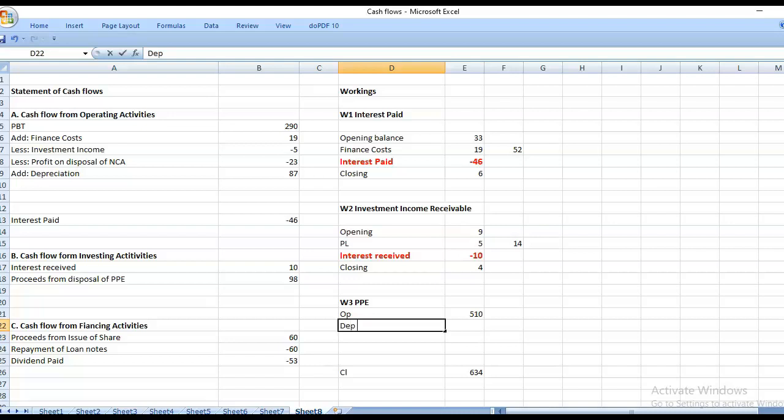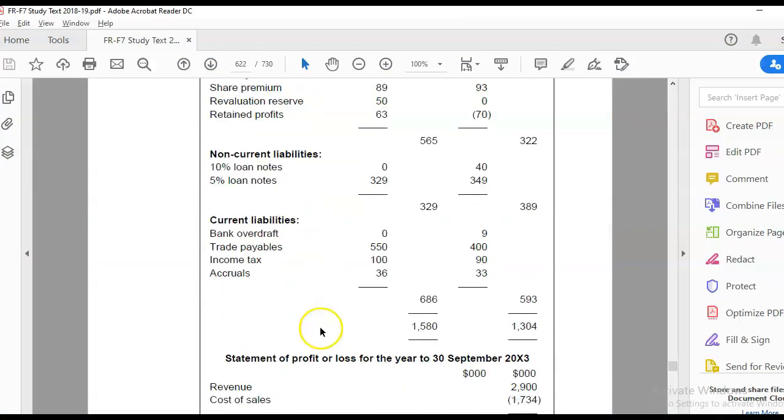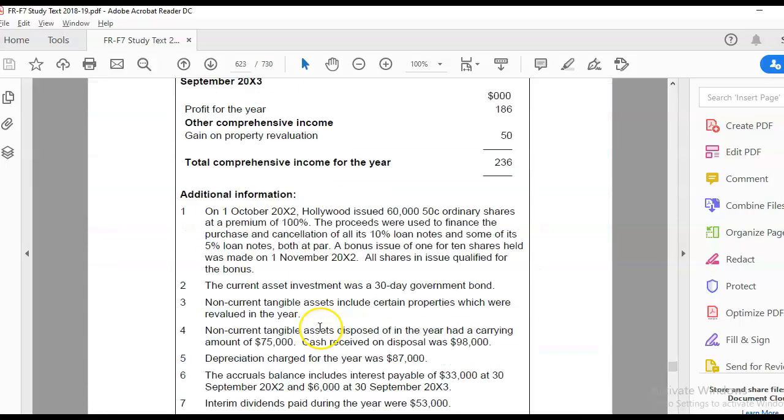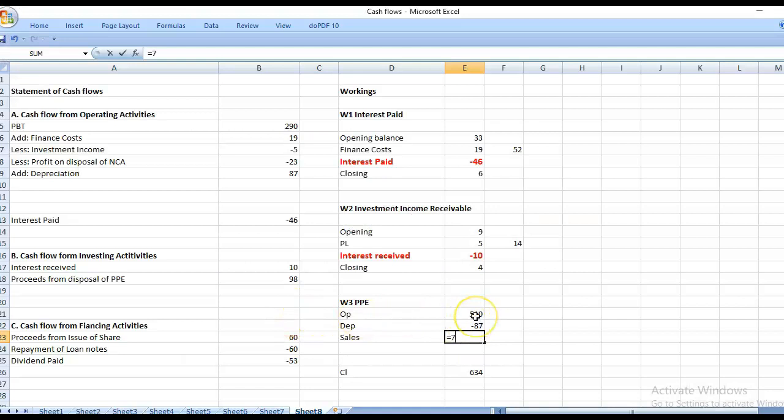So definitely, I know there was a depreciation in the year of negative 87, because 510 would decrease because of the depreciation. I know that an asset was sold, and the carrying value of the asset sold, I'll take carrying value into consideration, of course, is 75,000 and not the sale proceeds. So sales will also lead to my opening balance decreasing.